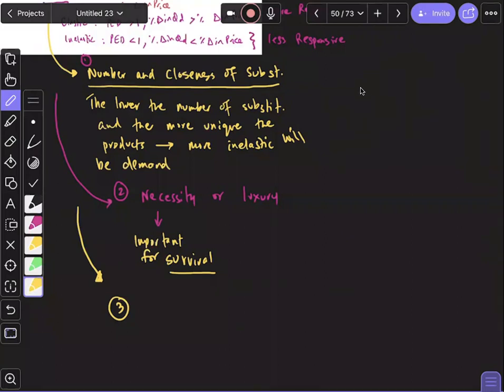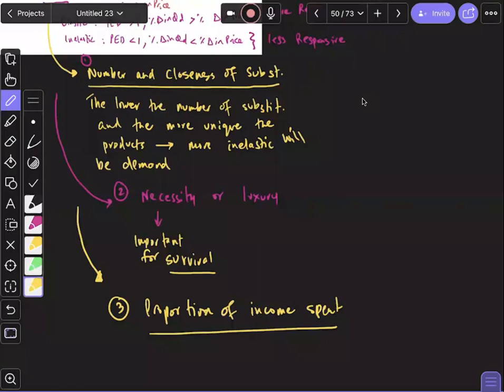Sir, can it be the proportion of income spent on the good? Exactly. Good job. That's exactly what I was looking for. So proportion of income spent means is the good expensive or not as compared to your income. If you end up spending a large proportion of your income... I think somebody said the price of the good, but saying price of the good may not be a good answer. Saying proportion of income spent is a good answer.